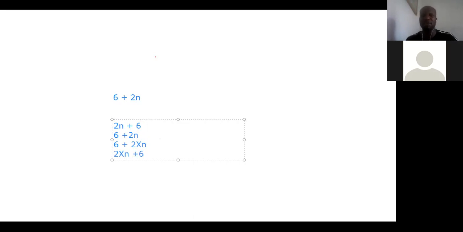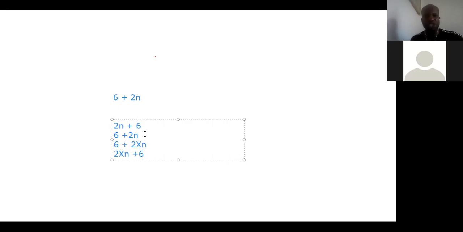This is called a linear expression. Why are we saying it's a linear expression? It's because the n is only to the power of 1. The unknown is to the power of 1, so we call it linear. You often need to simplify or transform an expression by writing it in a different way, usually to make it easier to work with. When you do this, make sure you don't change the value.